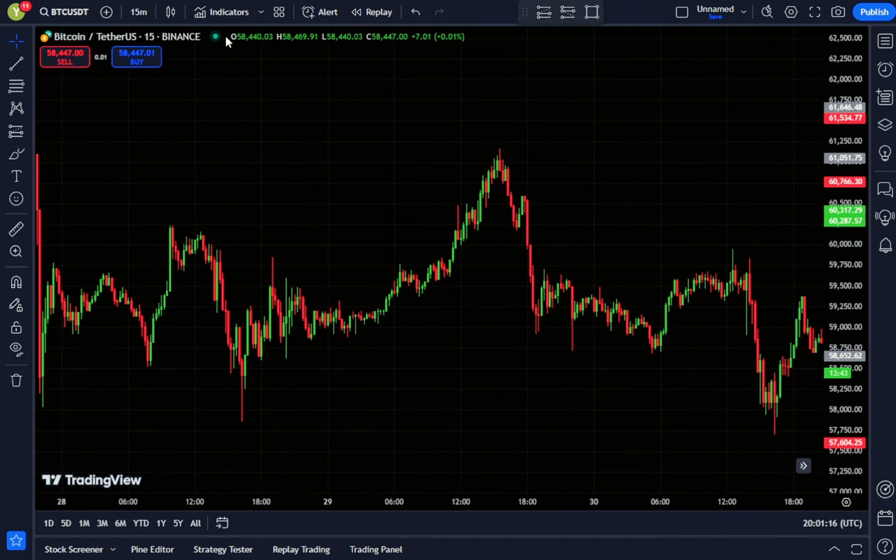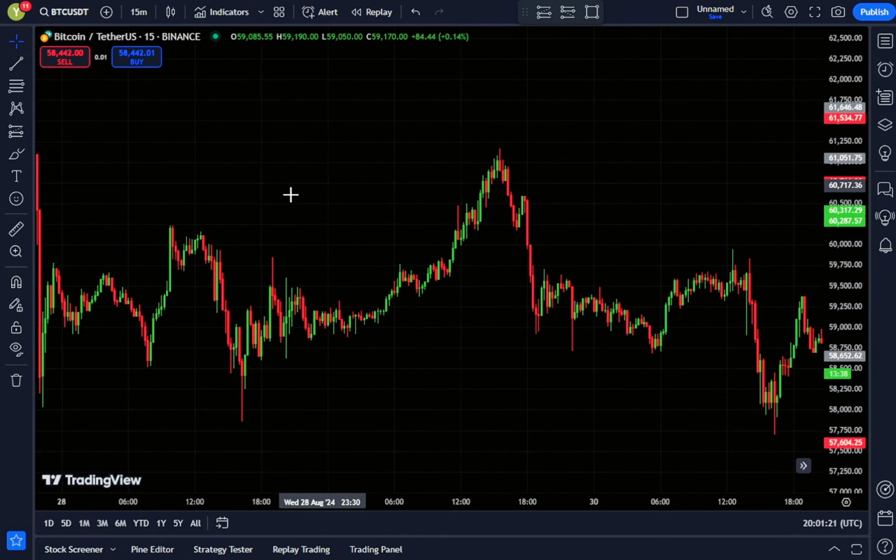First, head to tradingview.com and select the chart of your choice. Forex, crypto, stocks, it doesn't matter. In this example, I'll be using the 15-minute time frame on the Bitcoin chart. Our strategy's signal generator is an incredible indicator called Pivot Point Supertrend.